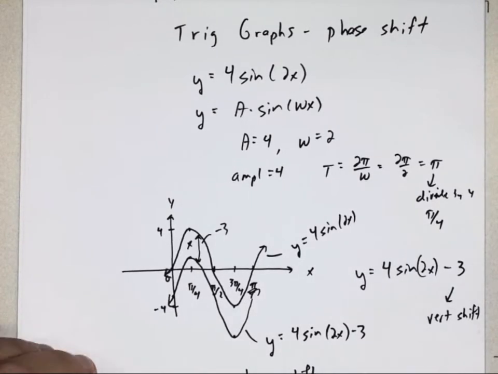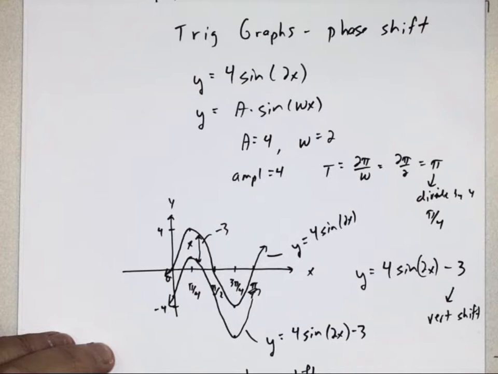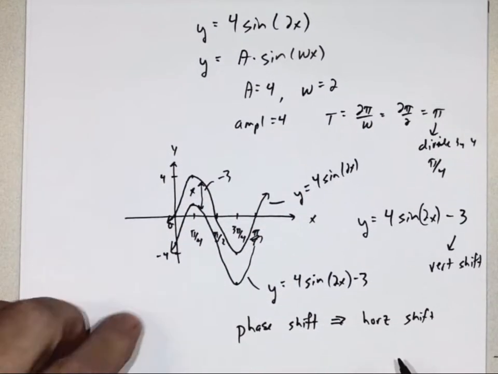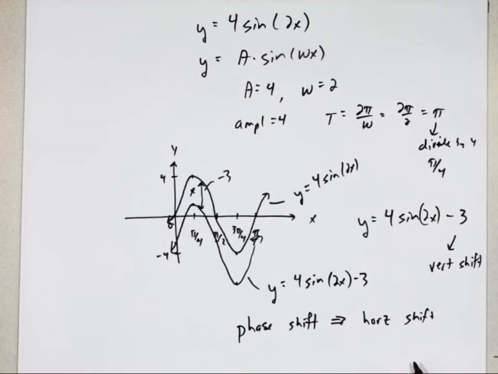But a phase shift, it's almost like a horizontal shift. It causes the graph to go left or right. And a phase shift is a little trickier. The vertical shift is just whatever number is tacked onto the end, and you move the whole graph up or down that amount. Phase shift is not quite that simple.